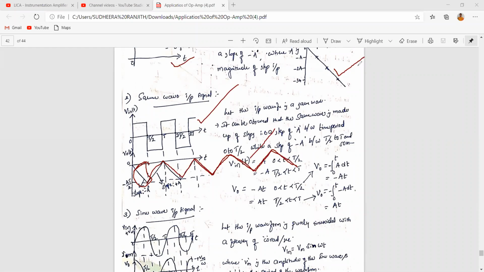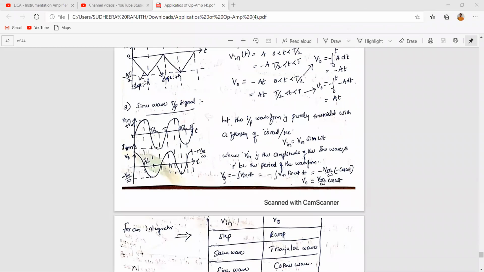I said negative because it is inverting. Otherwise, for a non-inverting integrator it would be a ramp. Ramp. Is this clear? Right. So is it clear, all of you? Yes, sir. Now apply a sine wave. Now it's time for the sine wave.